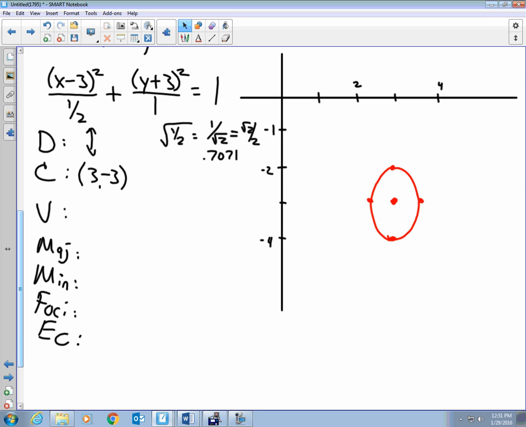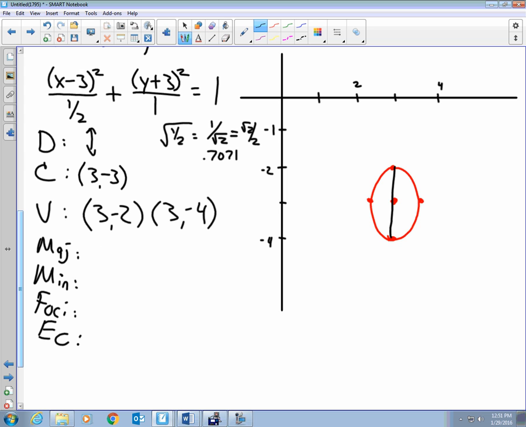That's all I get. All right, location of the vertices: 3, -2, and 3, -4. Length of the major axis, 2. Length of the minor axis, 2 over 1 times the root of 2 over 2, which is just the root of 2, which, as you guys say, is 1.41.